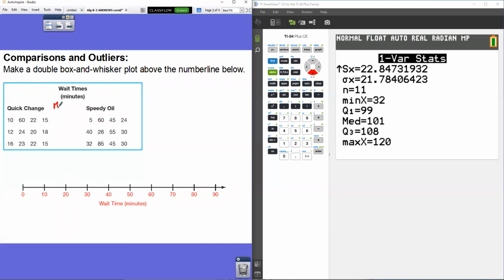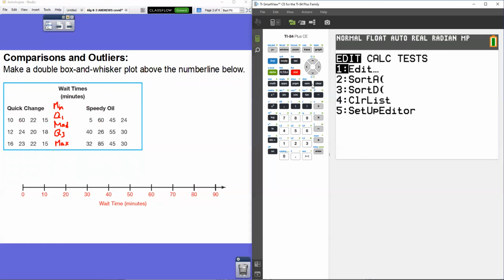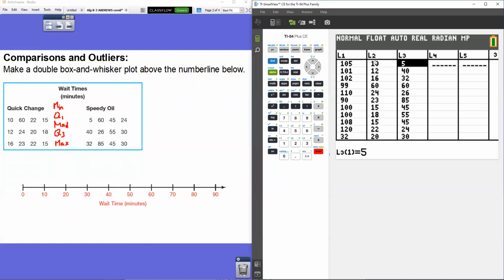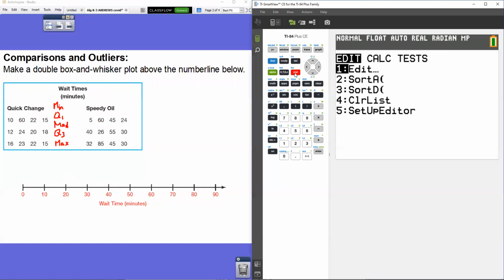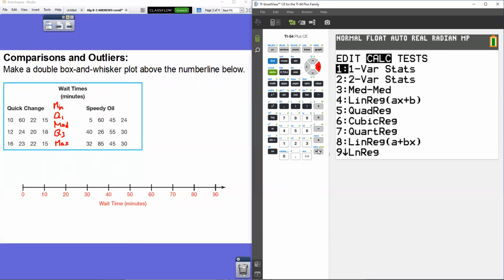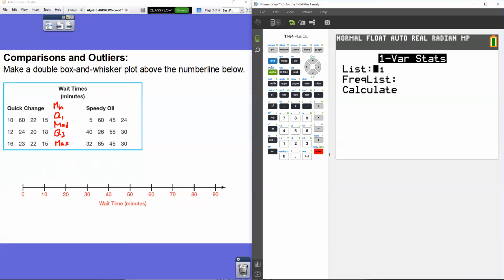Remember that we need to do our 5-number summary to do our box and whisker plot. So we have our min, we have our Q1, we have our median, we have our Q3, and we have our max. So I already went ahead and typed those numbers into my L2 this time. So I'm going to go stat, calc, one variable statistics. I need to change this to L2 because that's where my numbers are.